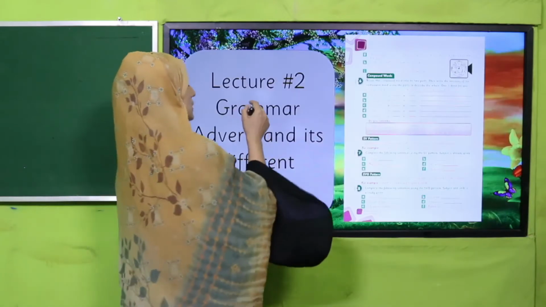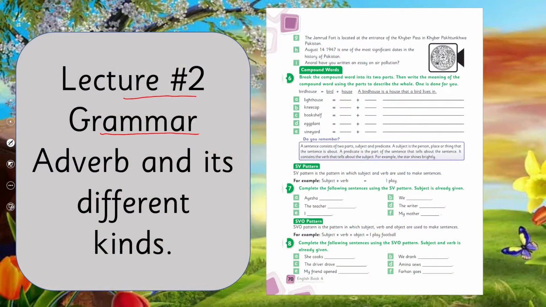Our today's lecture, lecture number 2, under the title of grammar, we will learn today adverbs and its different kinds. And we will cover page number 70.